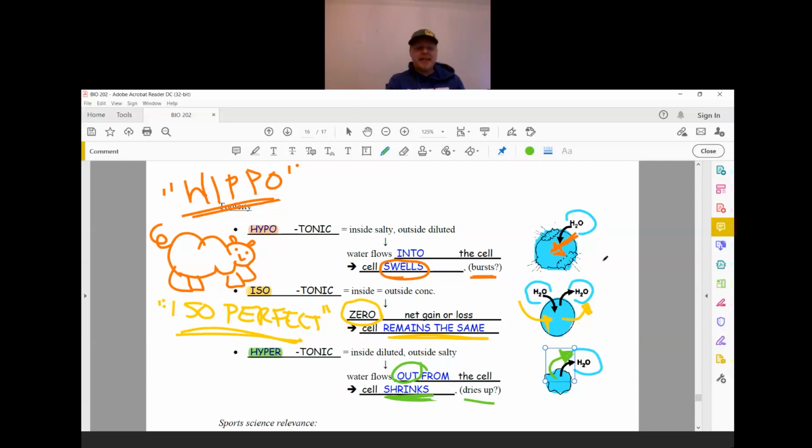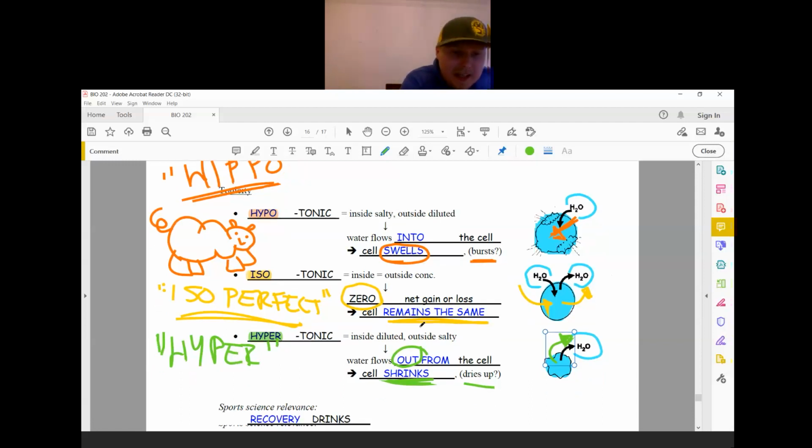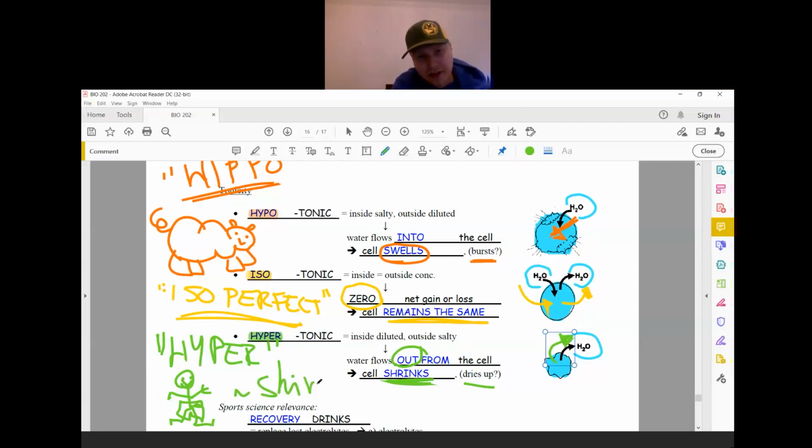Well, how do I remember this? Think of a person who's hyper. What do hyper people do? They do end up running a lot. They're super active. And what happens if you run a lot? You become very skinny. So hypertonic cells are my skinny cells. So if that helps you to remember, at least it works for me.